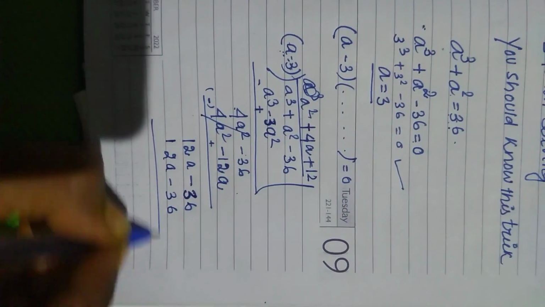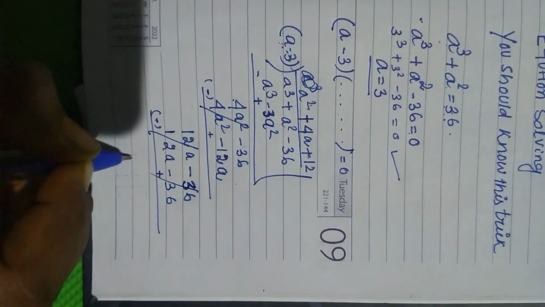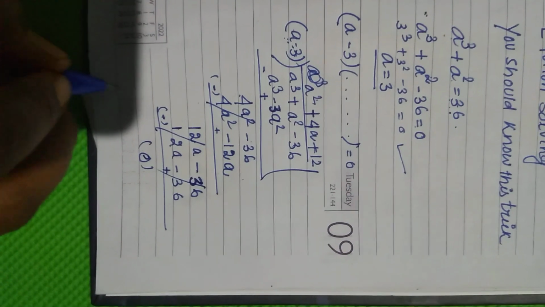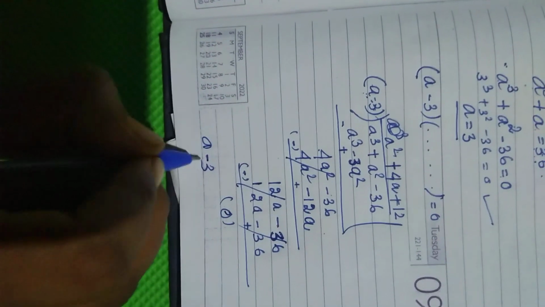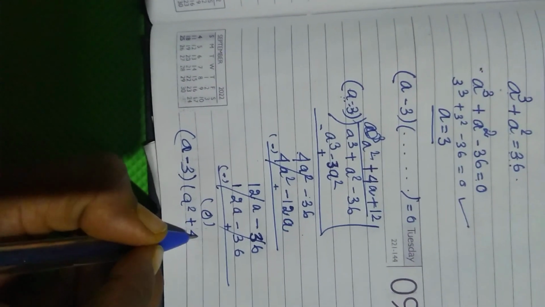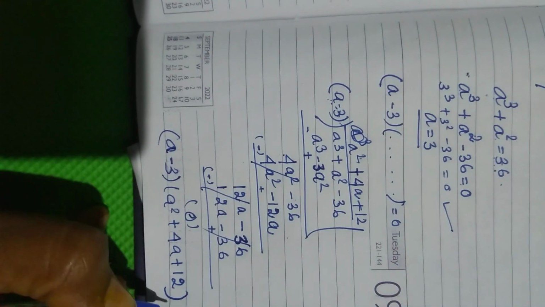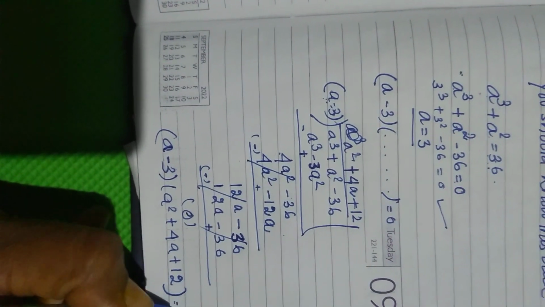It's 0. So you have got what is there in this... So it's a minus 3. What's your quotient which you got? A square plus 4a plus 12. How easy was that using long division methods? You can also use your identities to solve that.